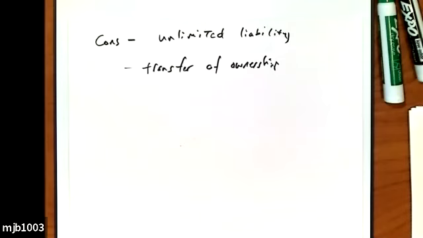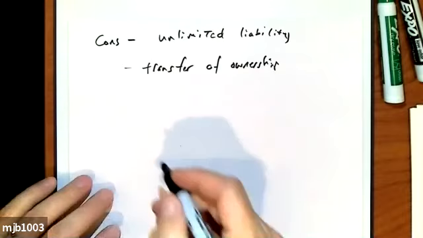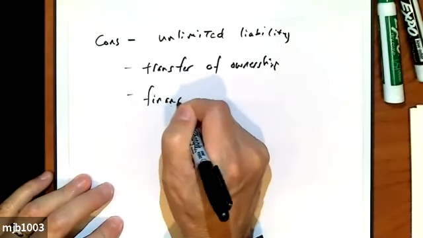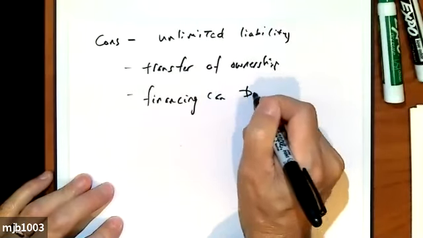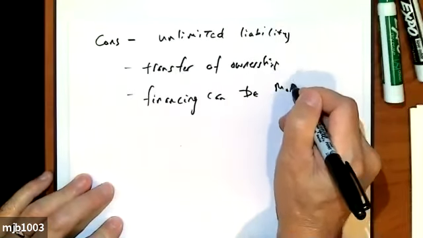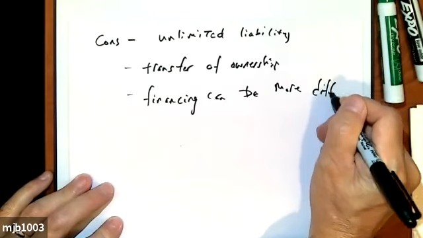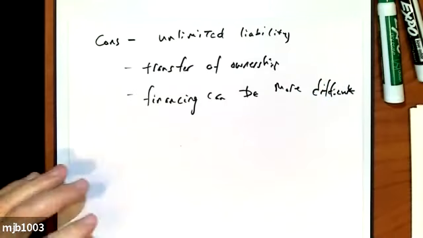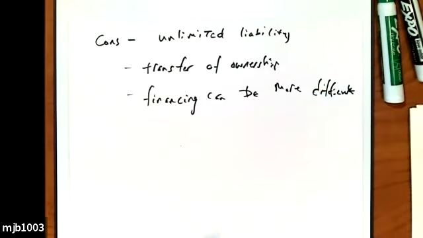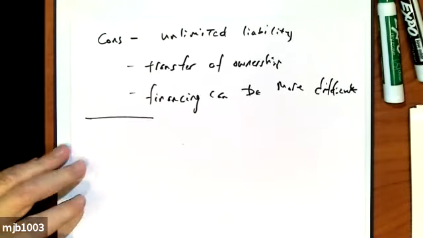Financing can also be tricky because now the bank knows the liability issues, and it's going to evaluate both you and your partner. So financing can be more difficult. All right, so that's sole proprietorship. Partnership, very similar, kind of classic forms of business.